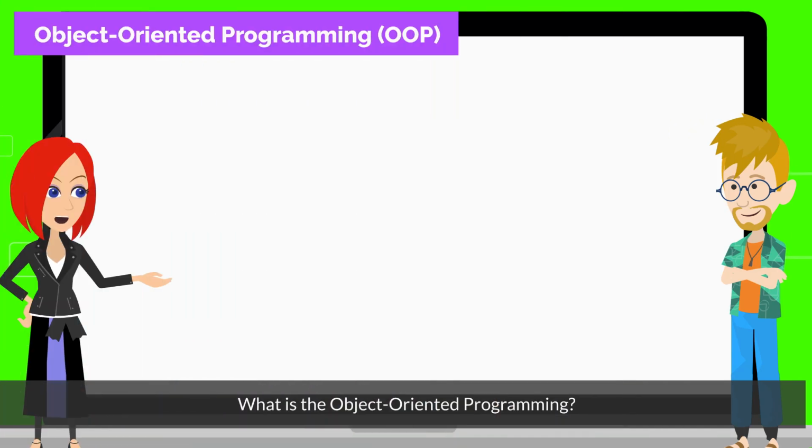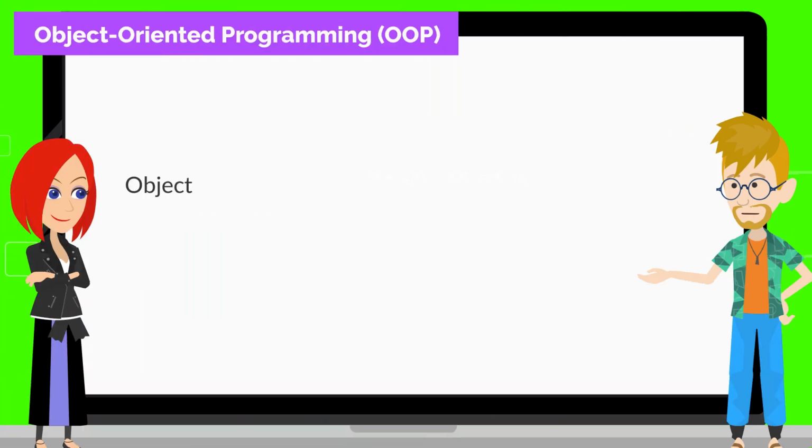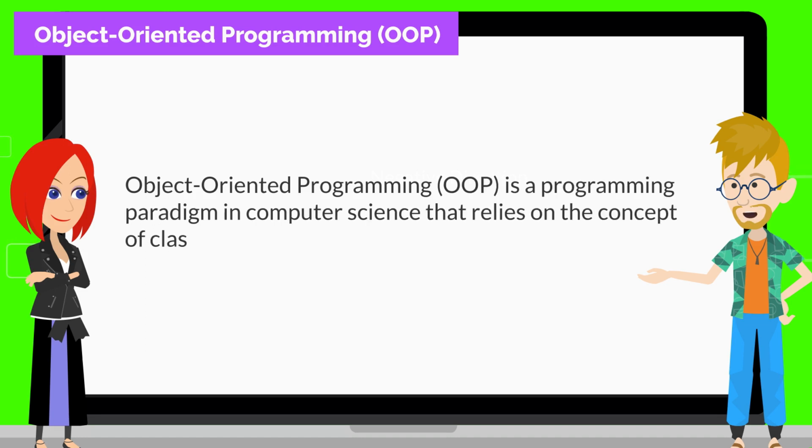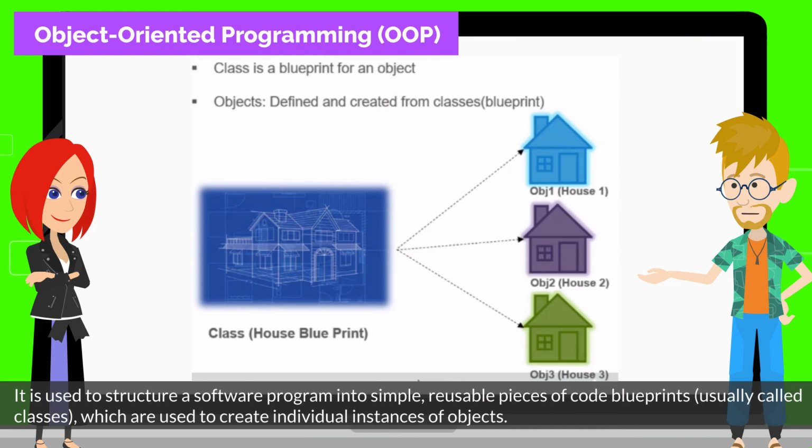What is object-oriented programming? Object-Oriented Programming, or OOP, is a programming paradigm in computer science that relies on the concept of classes and objects. It is used to structure a software program into simple, reusable pieces of code blueprints, usually called classes, which are used to create individual instances of objects.